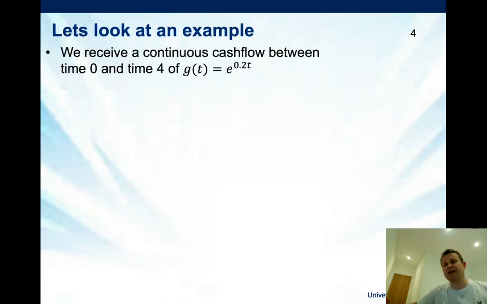So as I say, we'll go on to an example. And here it is. Let's set the example up. So first of all, we receive a continuous cash flow between 0 and 4 of g(t) equals e to the power of 0.2t. So that's money we're getting in. That's a cash flow in. So the important thing here is don't worry too much about the shape of that cash flow. That's what MA 345 is for. The key thing for you here is you can see that we're using exponential functions, which you've probably seen before.